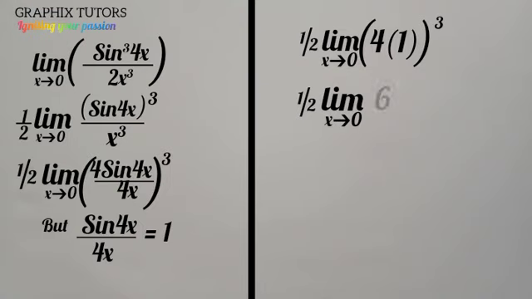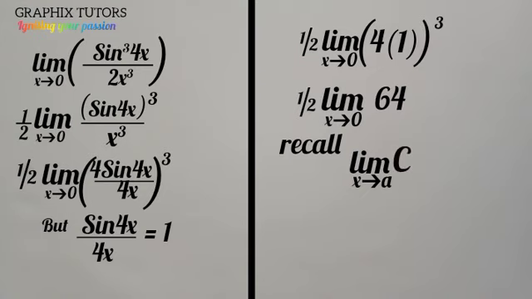Now recall, there is a rule, a property of limit that says that if I have the limit of x tends to a of c, it will always give me what? c, right? So it means that if you have the limit of a constant, no matter what the variable is tending to, we'll still get back that constant. That means the lim of x tends to 0 of 64 will still give us what? 64.